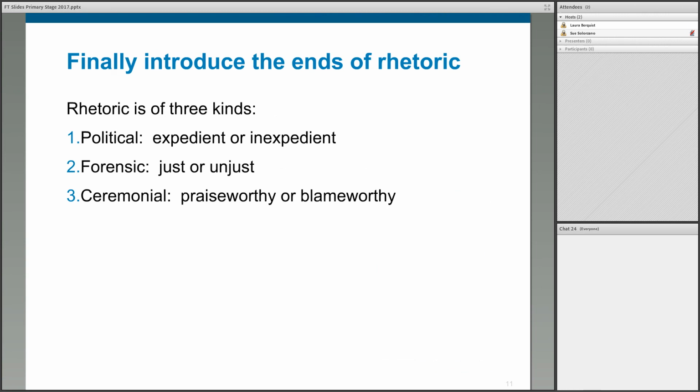Rhetoric is of three kinds: the political, the forensic, and the ceremonial. The political aims at establishing whether a course of action is expedient or inexpedient, like does it make sense or not, is it going to work? The forensic has to do with considering whether an action done was just or unjust, and the ceremonial has to do with considering whether someone deserves praise or blame.